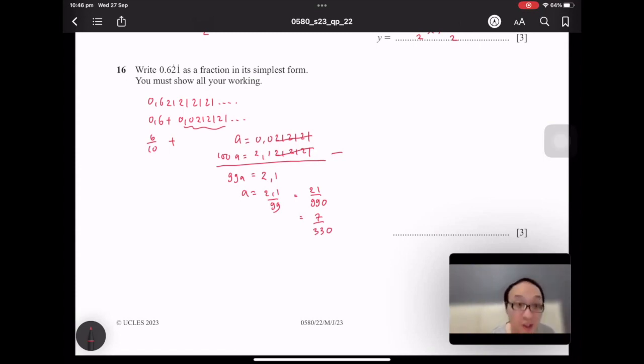So we can put it here, 7 over 330. So that means 6 over 10 plus 7 over 330 equals 41 over 66.